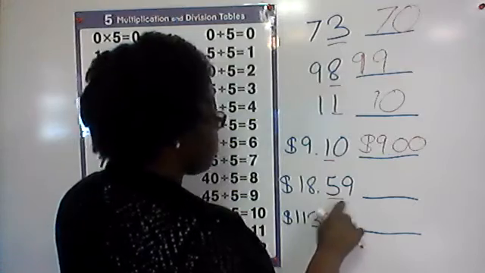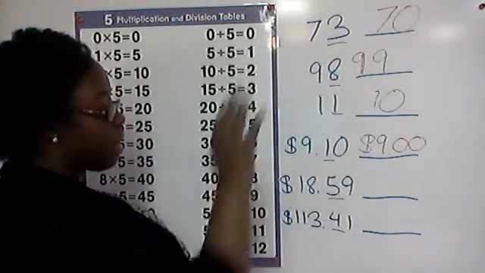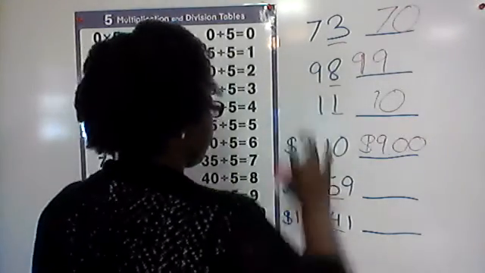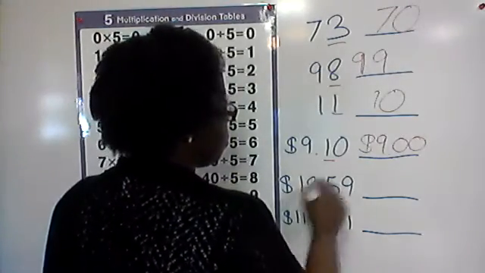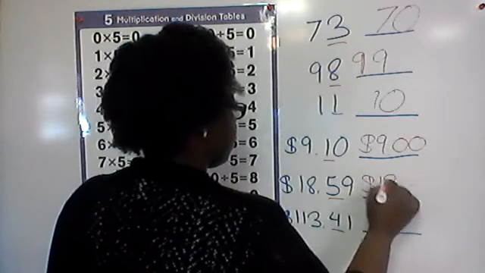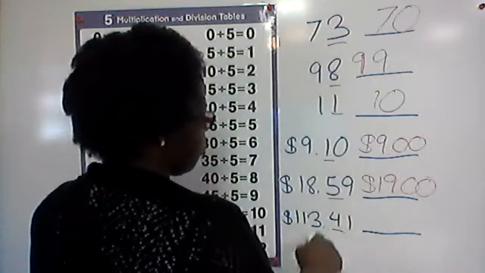Next is $18.59. This is the number 5. Now we said 5 and up. We didn't say above 5, 5 and up. So since it's the number 5, we're rounding up to $19. Okay, make sure you have the 2 zeros to hold your spots.